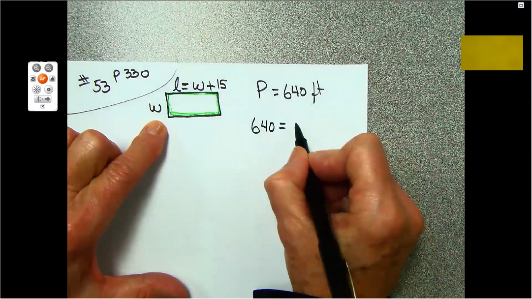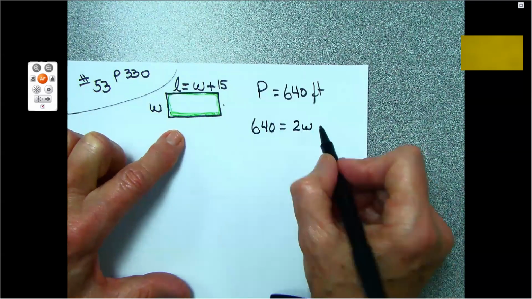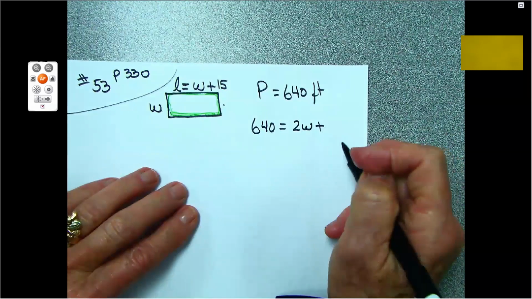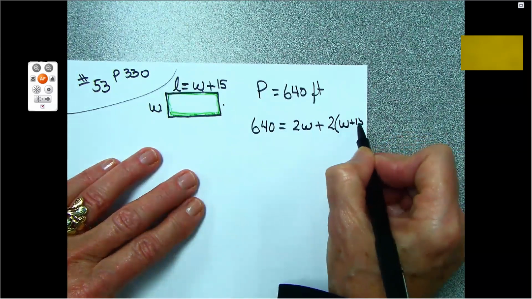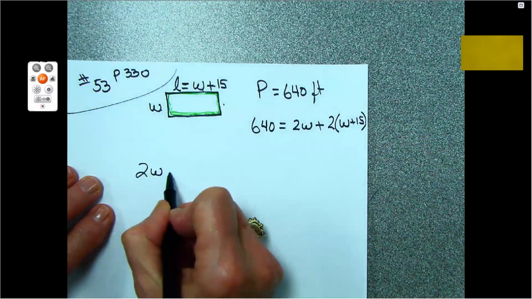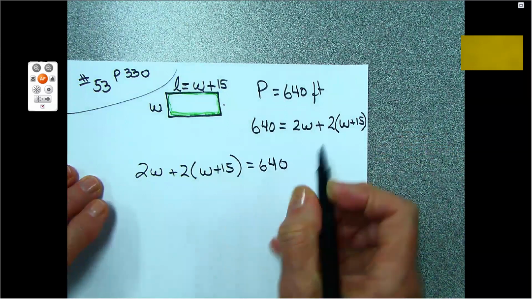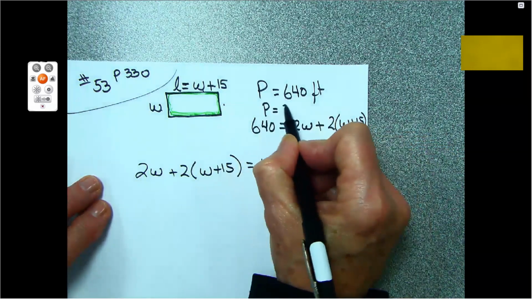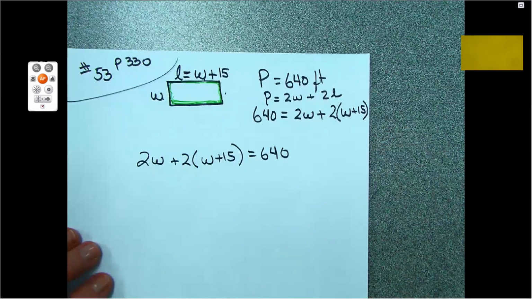So we're going to have 2W, there's a W here and a W here, 2 times the width plus 2 times the length, right? And our length in terms of W is W plus 15. And I should maybe put perimeter is equal to 2 times the width plus 2 times the length. That's what you'd look up or find in your research to find the formula if you didn't remember.